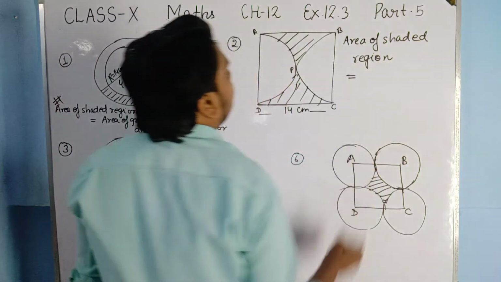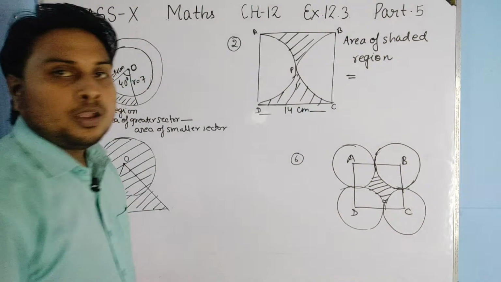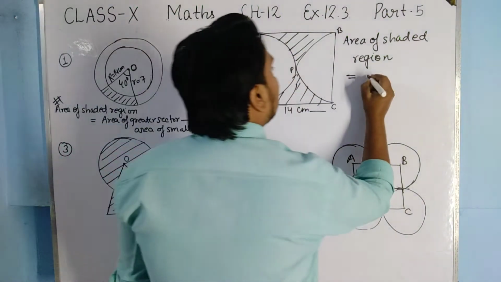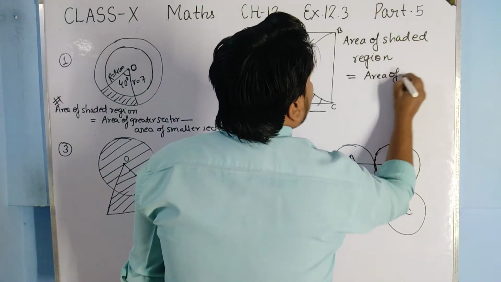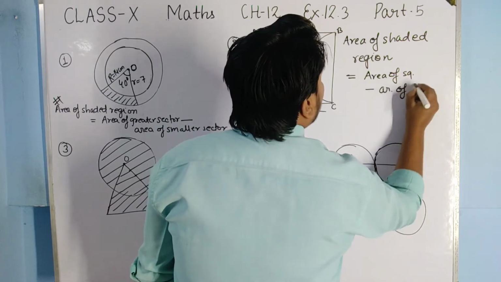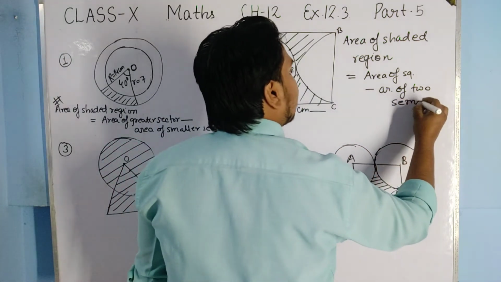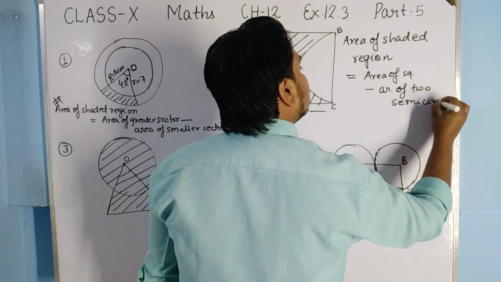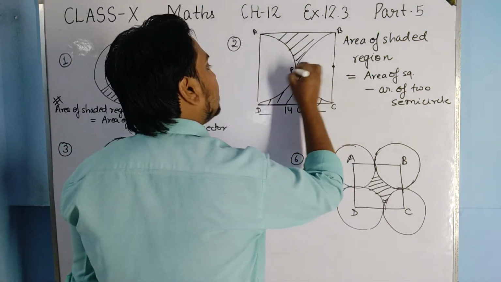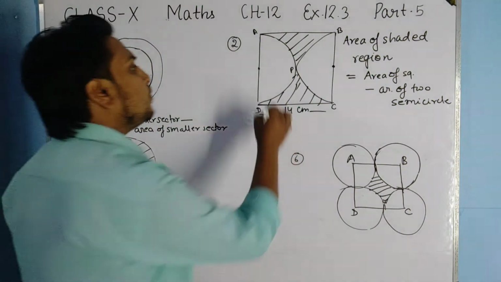See, if we subtract the unshaded region from this square, then only the shaded region will be left. So area of shaded region is equal to area of square minus area of two semicircles. These are semicircles. Now the question is, what will be the radius of the semicircle?